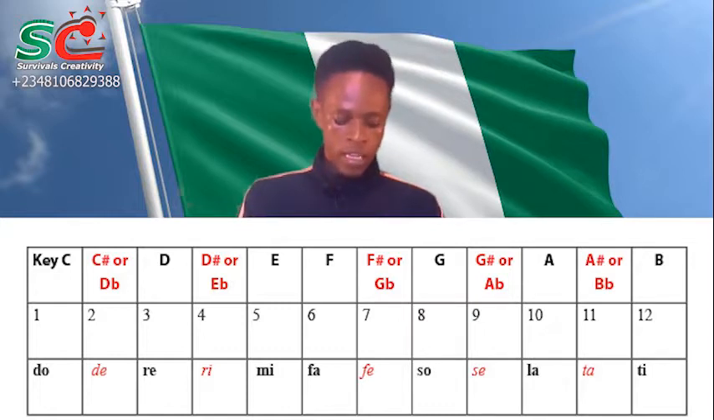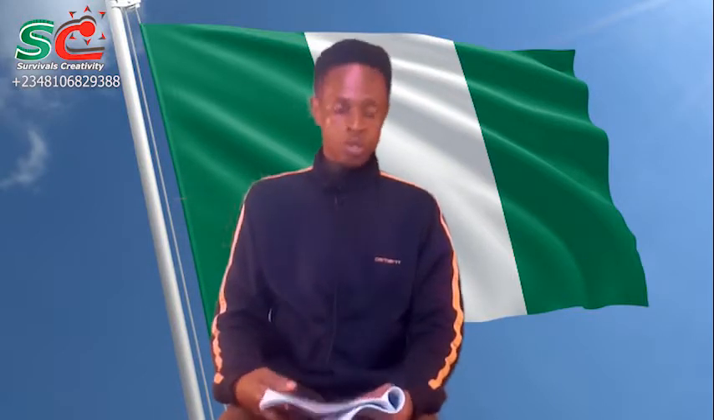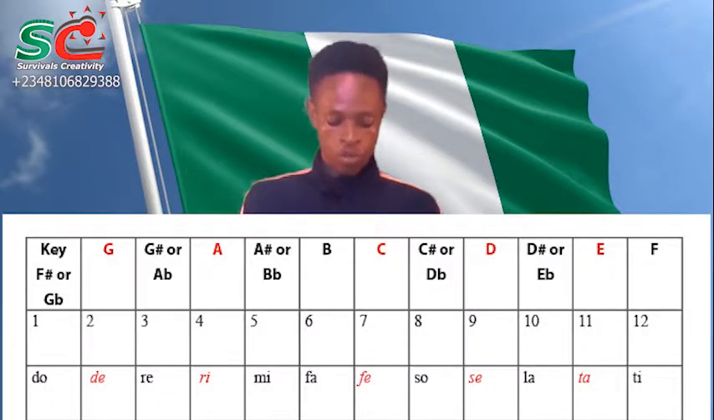So now let's take the key of F sharp as an example. Using this same principle, you can easily get the key of F sharp. Just like the way we did it the other time, you write out the F sharp first, F sharp or G flat, it comes first.